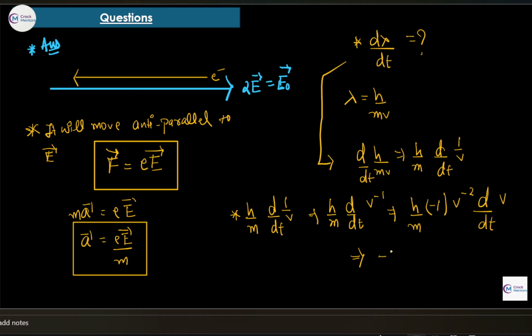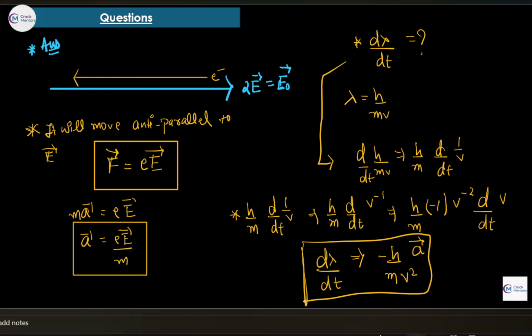So this is going to be like this, minus 1. Just minus h upon m v square, and it is nothing but what is written like acceleration that we are having. This is the final value that we are having of d lambda upon dt. But this is not mentioned in terms of acceleration or velocity either. So what do we have to solve? We have to solve it further to get the full and final value.